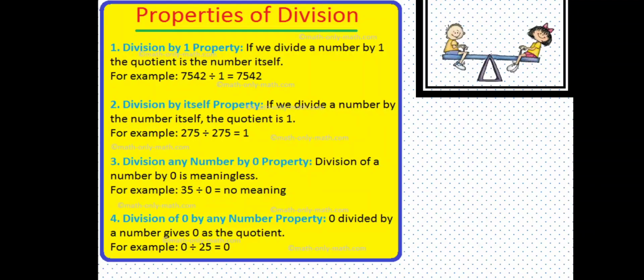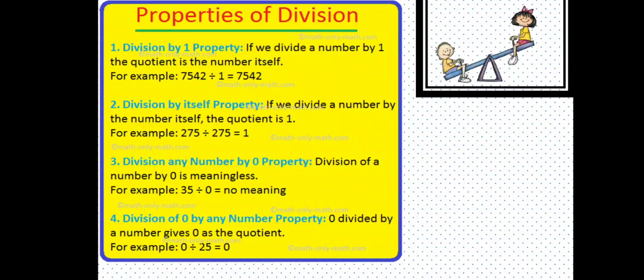Property number 2. Division by itself property. When we divide a number by itself, the answer, or the quotient, is 1. For example, 275 divided by 275 is equal to 1.